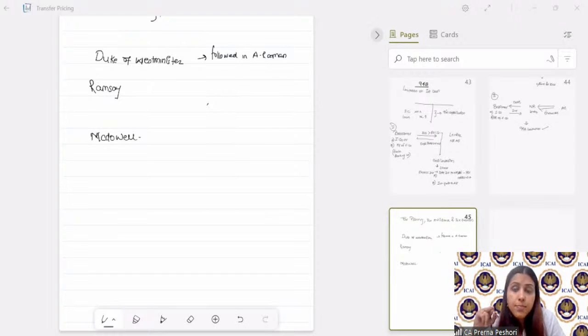But again, very recently in 2013, there was a Supreme Court decision in the case of Azadi Bachao Andolan.